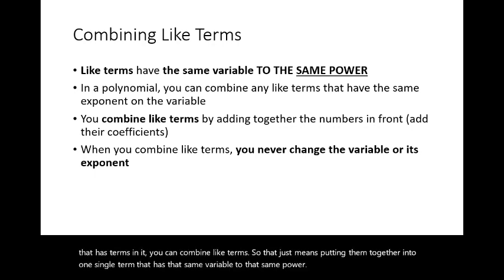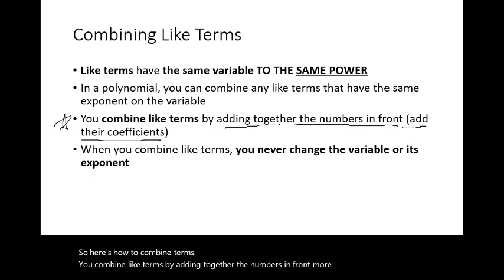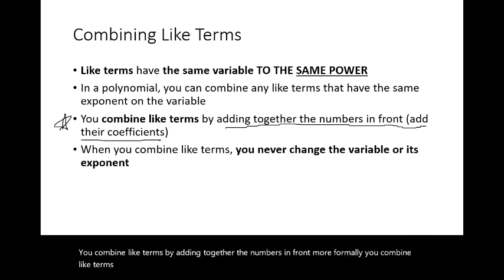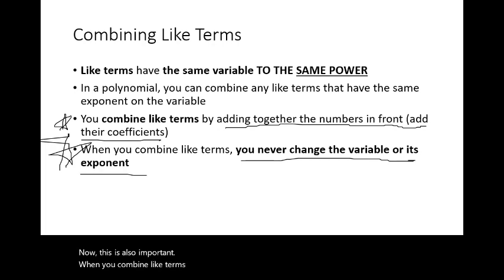So here's how to combine like terms. You combine the like terms by adding together the numbers in front. More formally, you combine like terms by adding their coefficients. Now this is also important. When you combine like terms, you never change the variable or its exponent. I cannot emphasize that enough.